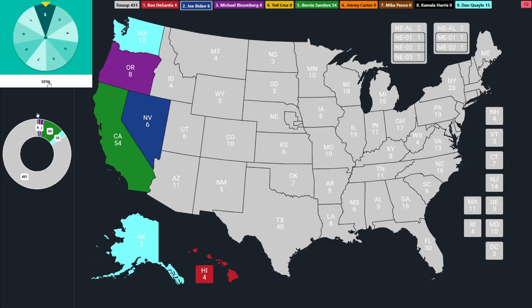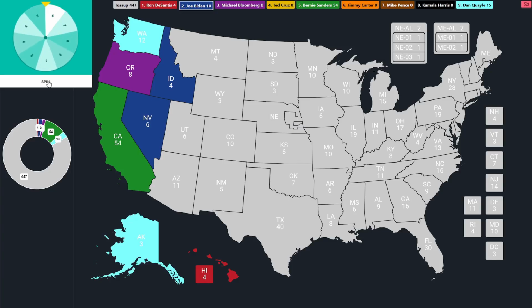4 electoral votes. Look at that. Biden, back-to-back states. We're going to go south. We're going to do Utah. We're going to give out a half a dozen more. This is number 6. It's going to be Jimmy Carter. He's actually got some electoral votes this time. He starts off with 6 of them.